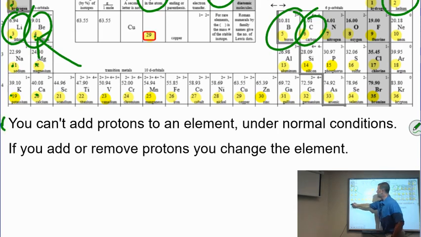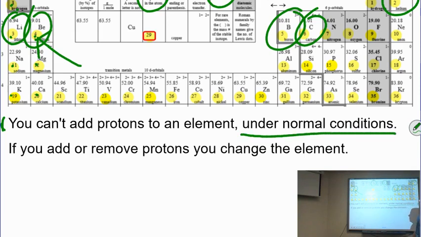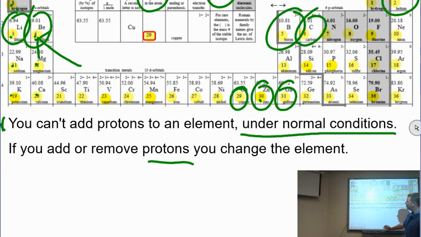There's a note right down here that says you can't add protons to an element under normal circumstances. In other words, never in a high school will we ever be able to add or remove protons from an element. Maybe some universities have fusion reactors and be able to do that. We do not. So under normal circumstances, you can never change the number of protons. If you add or remove protons, you change the element. So if I take zinc here and I add a proton to it, I now have gallium. It's no longer zinc. If I have zinc right here and I remove a proton, now I have copper. So in a normal classroom, you will never be able to add or remove protons.